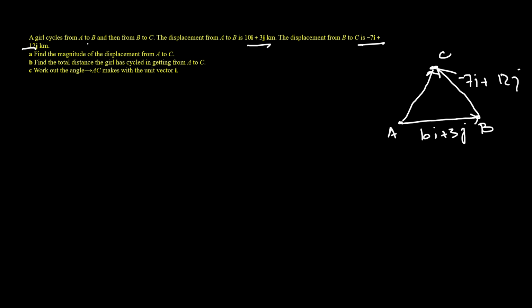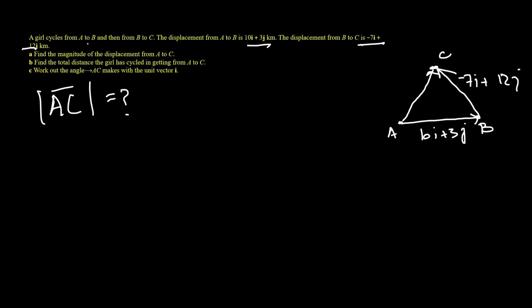Okay, we have to find the magnitude of the vector AC. And find the total distance the girl has cycled in getting from A to C. Okay, so we also have to find the total distance, not displacement, the total distance the girl has cycled in getting from A to C.